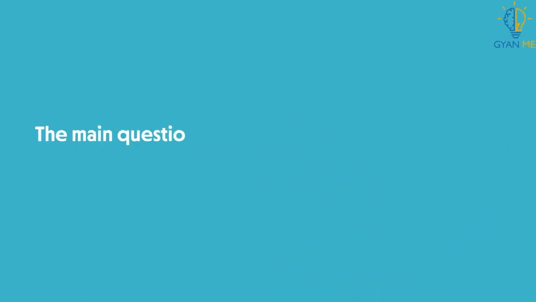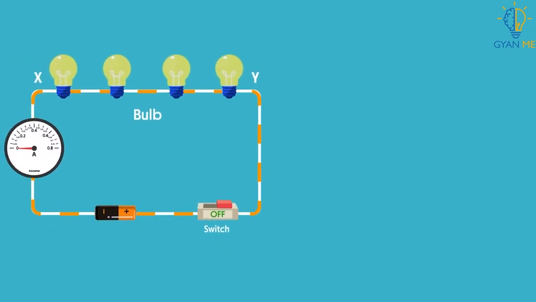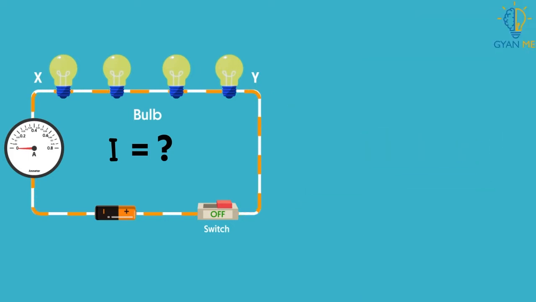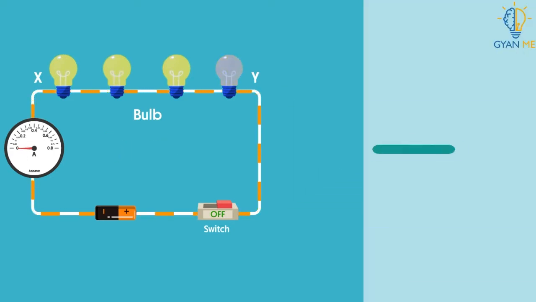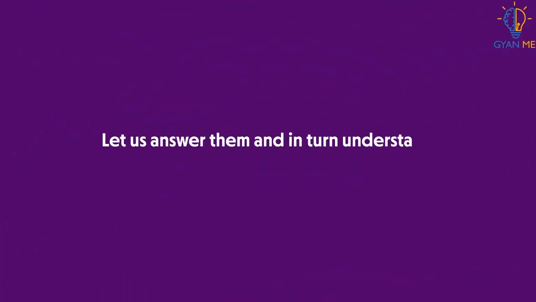The main questions of concern from this activity are: as the number of resistors increases, what happens to the overall current within the circuit? As the number of resistors increases, what happens to the overall resistance within the circuit? If one of the resistors is turned off, what happens to the other resistors in the circuit? Do they remain on? Let us answer them and in turn understand series connection in detail.